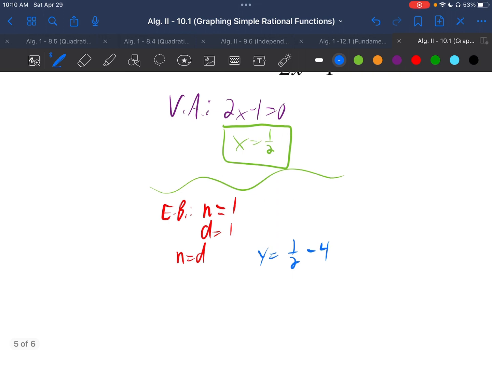1/2 minus 4 would give us y equals -3.5, or if you really wanted to call it -7/2, you could. I prefer the decimal in this scenario because it'll be the most helpful number when graphing, because we can see -3.5 a little bit easier and a little bit quicker than -7/2.